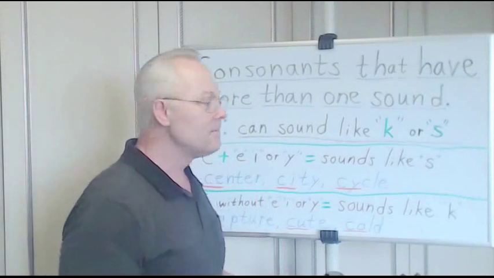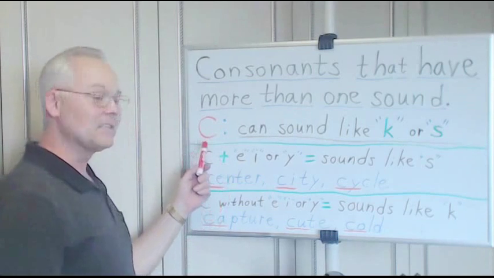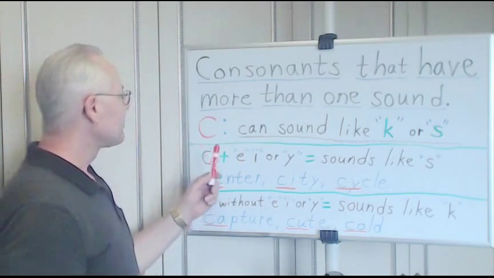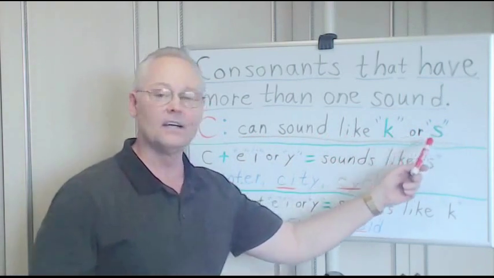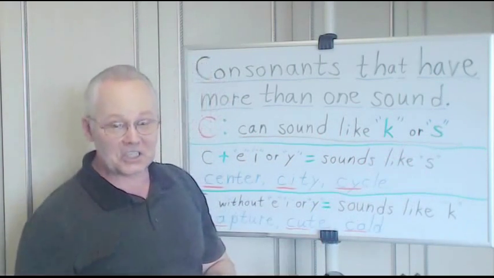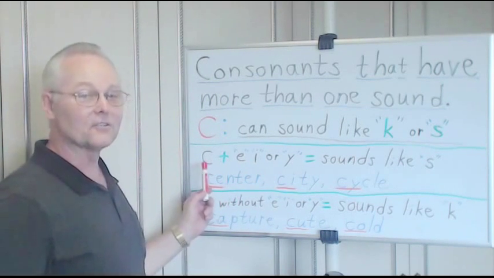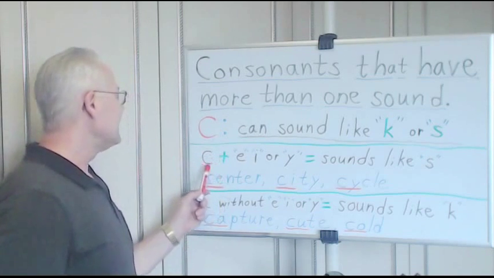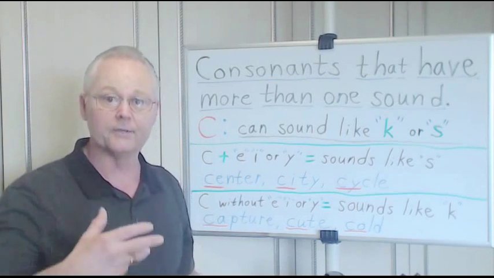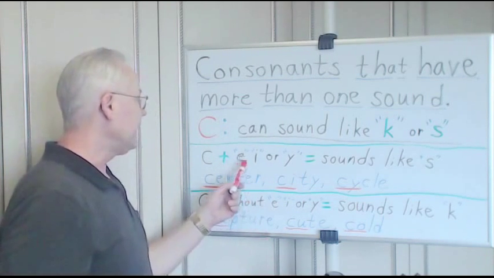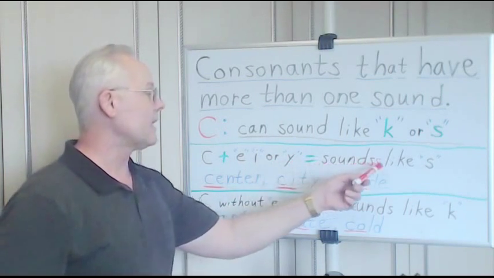Let's continue on. We're going to begin with C. Let's begin with the letter C. Remember, it can sound like K or S. Now, here's the secret. Here's the rule. If C is followed by E, I, or the letter Y, then it sounds like S.